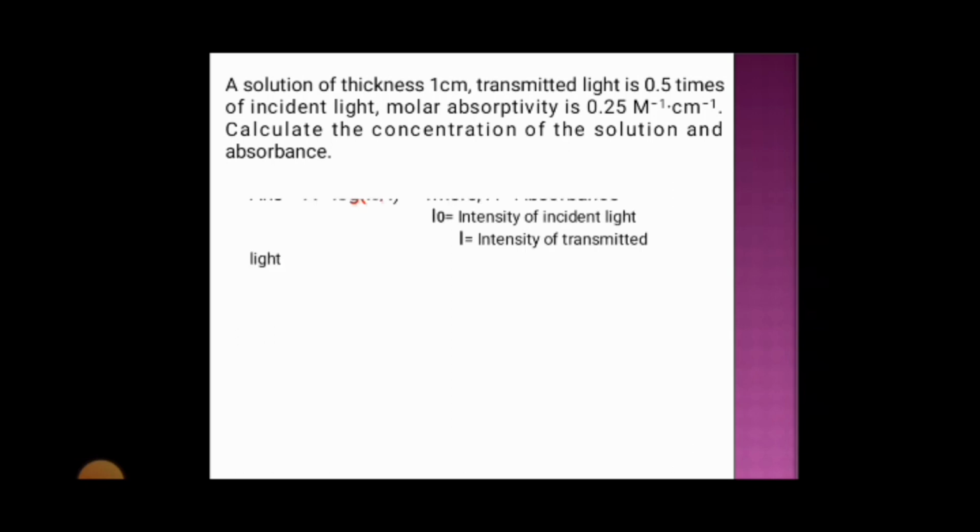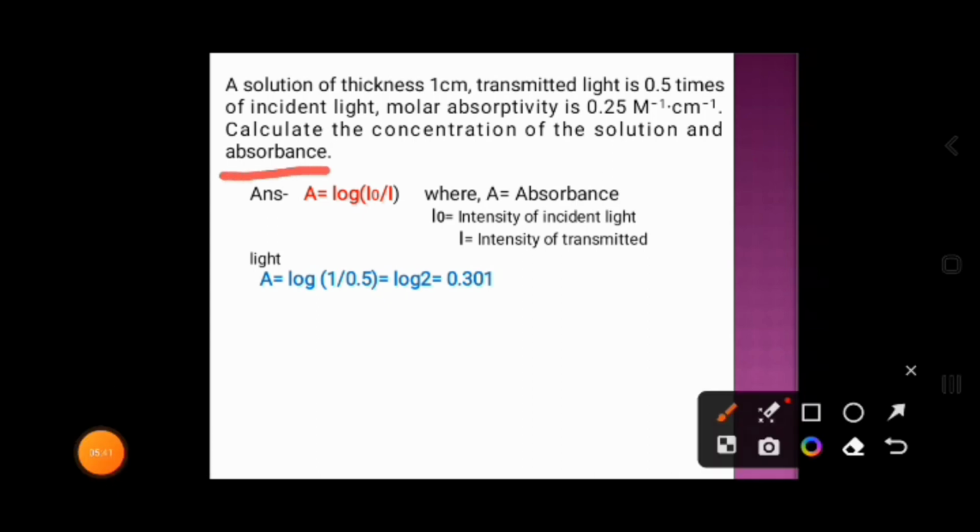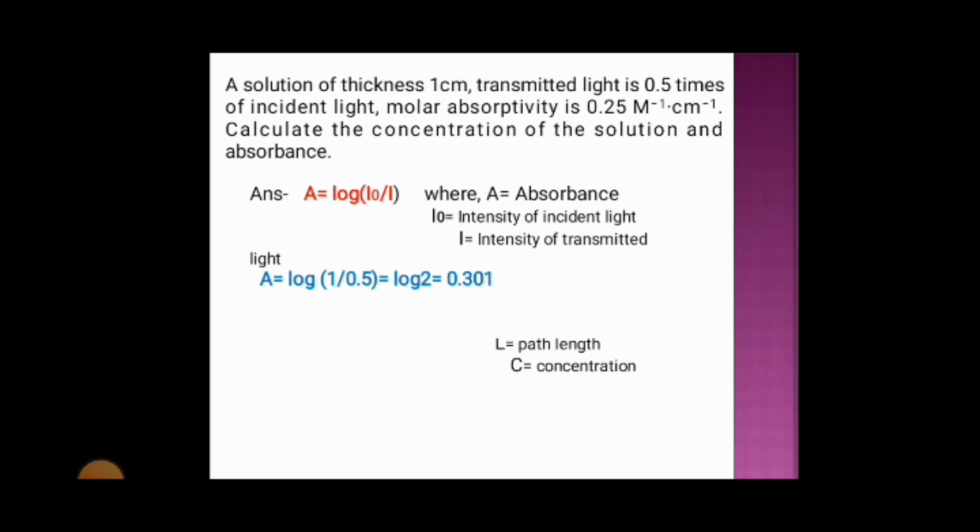So first of all, we will calculate the absorbance. As you know, absorbance is equal to log I0 by I, where I0 is the intensity of incident light and I is the intensity of the transmitted light. Here it is mentioned that the transmitted light is 0.5 times the incident light. So if the incident light is 1, then the transmitted light would be 0.5. By putting this value, A is equal to 0.301. So the absorbance will be 0.301.